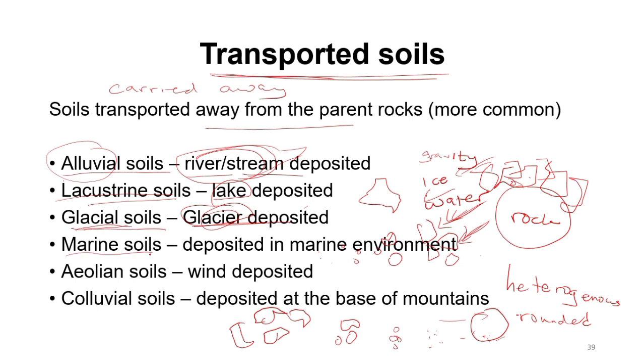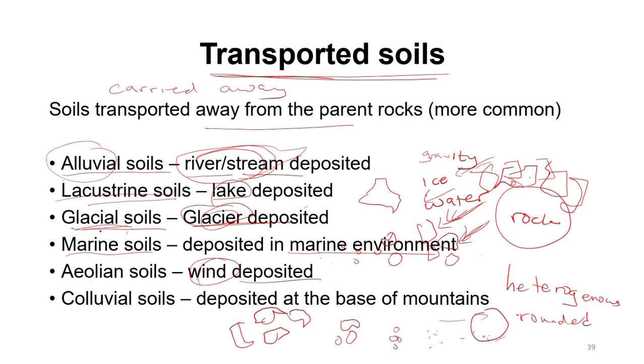When the soil is transported by glacier, we term that soil glacial soils. Now marine soils are deposited in a marine environment. Marine soil refers to the sedimentary material that accumulates at the bottom of water bodies such as oceans, seas, and gulfs. Then, as the name suggests, wind deposited soils are formed by wind action, typically consisting of fine particles like silt and sand.